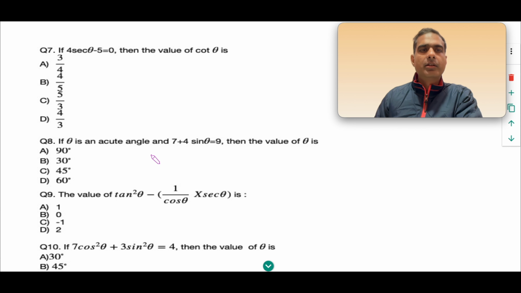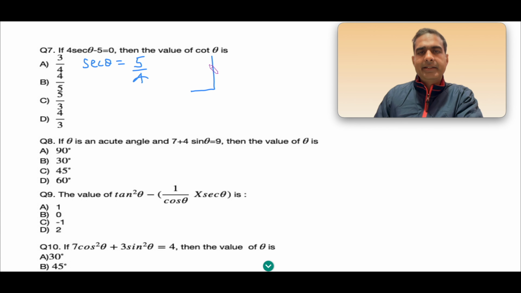Okay, so now moving to question number 7. It has been given that 4 sec theta minus 5 is equal to 0. So find the value of cot theta. We have to find out the value of cot theta. So from here, if I rearrange the terms, I can figure out that sec theta is equal to 5 by 4. Shifting minus 5 to the right hand side, it became 5, and dividing by 4, we got sec theta is equal to 5 by 4.